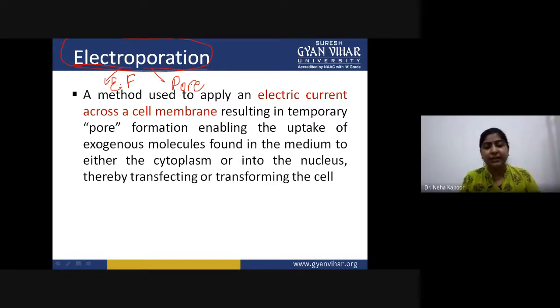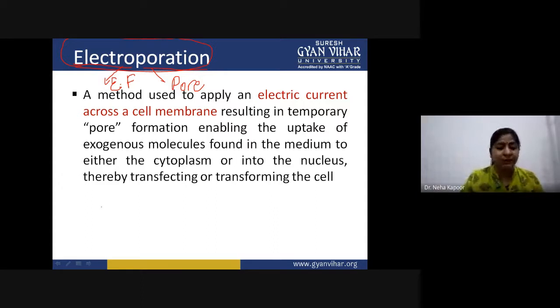So the point is, whenever we apply an electric current across a cell membrane, it results in temporary pore formation, and because of those temporary pores, the foreign DNA will enter inside the cells. The uptake of that exogenous or foreign DNA happens from the media, or it will get integrated into the genome of the host cell. So you would get an altogether transformed cell.